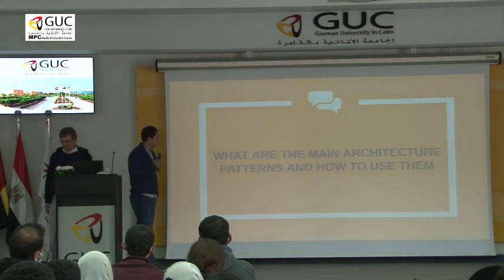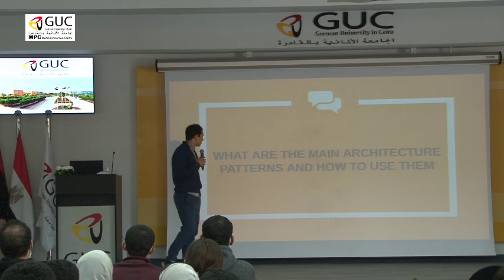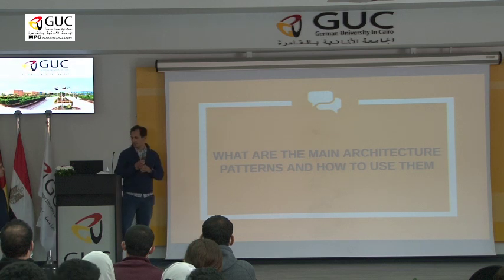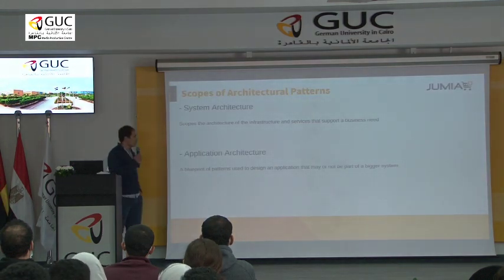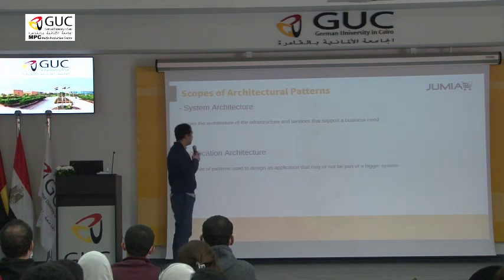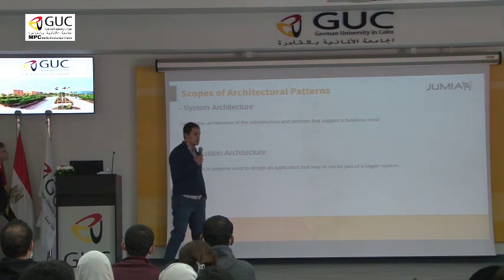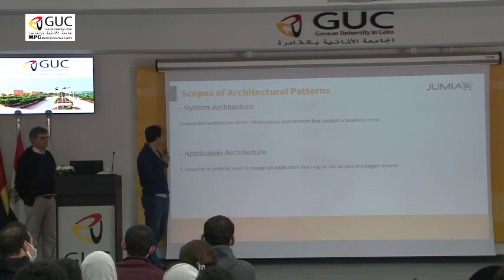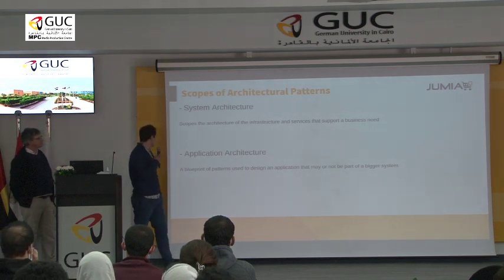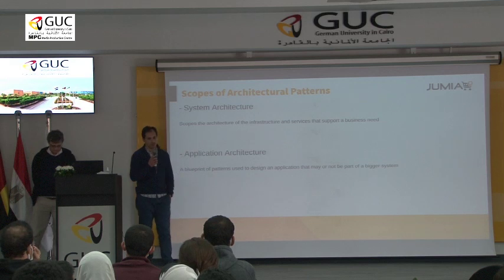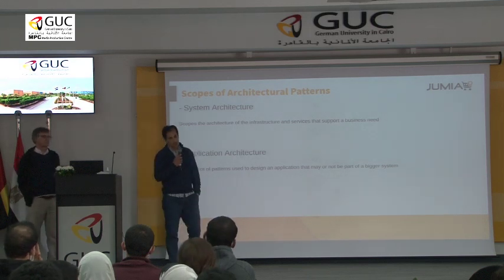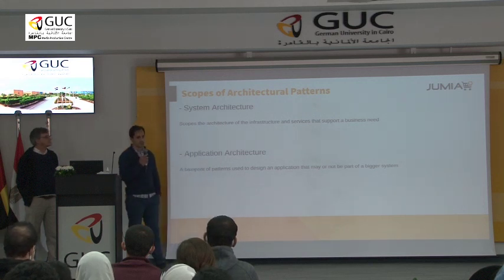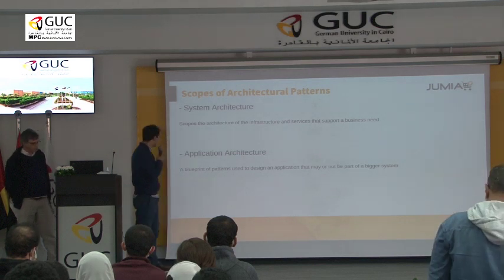Okay, the next topic, we are going to talk about some patterns, the main architecture patterns, and how to use them. There are two types of scopes. The first one is the system architecture, where we are going to talk about the monolithics and the microservice. And the other one is the application architecture, where we are going to talk about two of the most common patterns that we can use to design a software architecture.